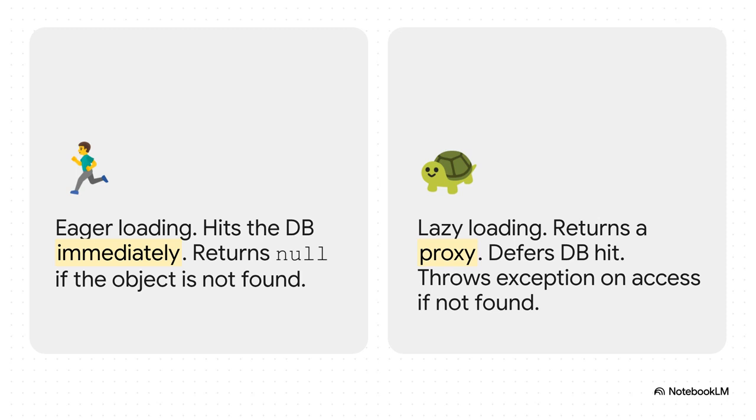So the rule of thumb is this. Use get when you need the data right away or you're not sure it exists. Use load when you are sure it exists and you just need a reference, maybe to link it to another object. It's a great little performance trick.